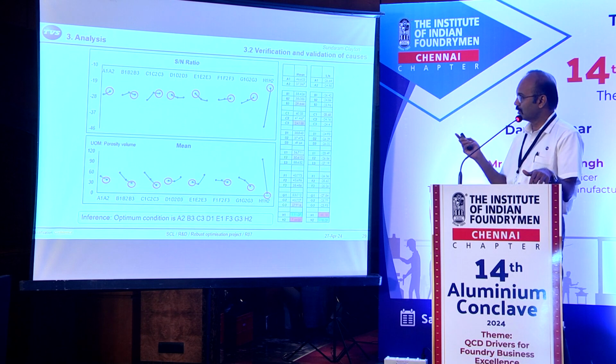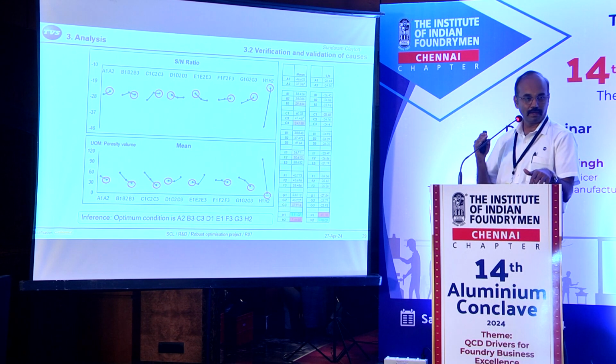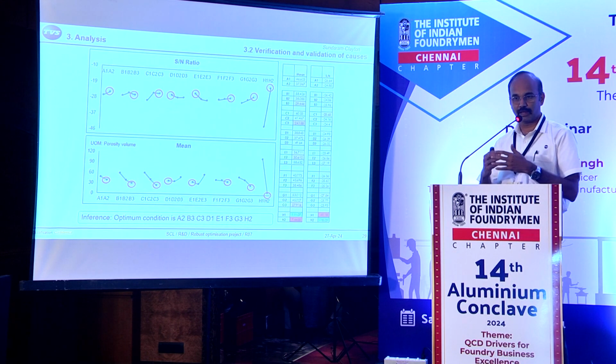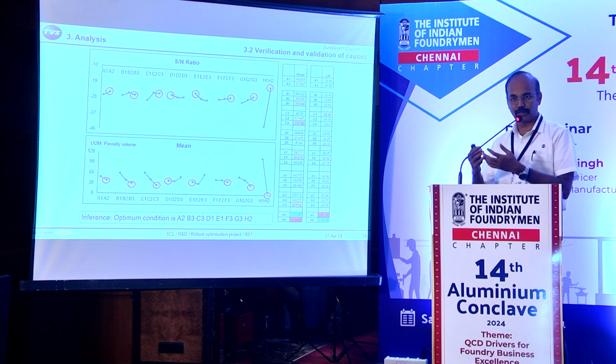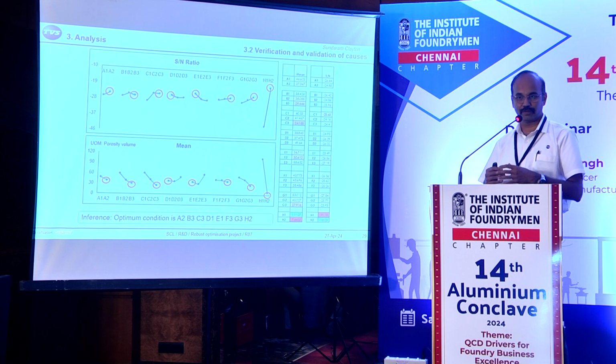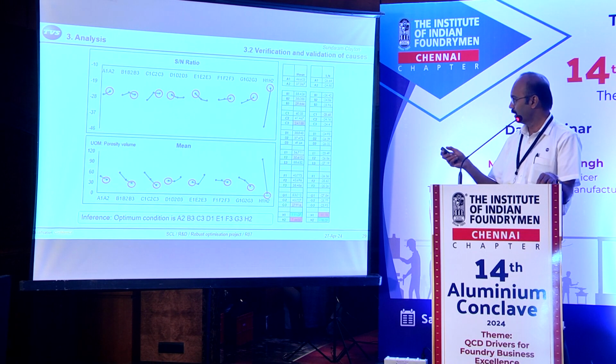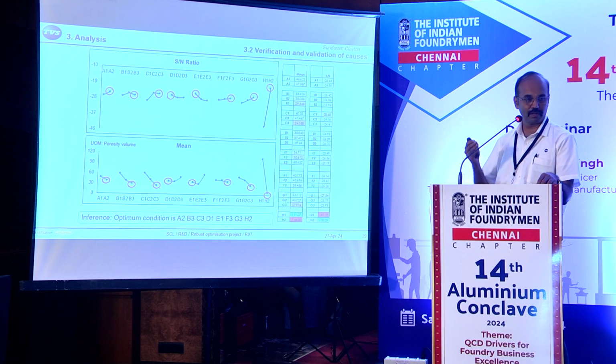And this is called signal to noise ratio. Higher the signal to noise ratio is better. What do we mean by signal to noise? Signal is the desired effect, noise is the undesired effect. We always try to increase or optimize the desired effect and reduce the undesired effect. So the numerator is the desired effect and the denominator is the undesired effect. This is called signal to noise ratio. Higher the signal to noise ratio is better, and for the mean, smaller is better, because the mean is porosity.